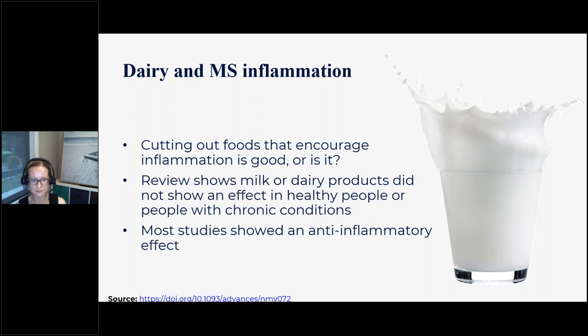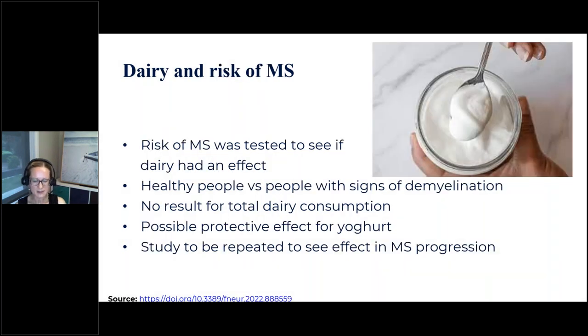We've also had a look at dairy in relation to the risk of MS, and we've checked to see whether there's an effect there in a similar type of way. So is consuming dairy going to make a difference for people who are healthy compared to those who've got early signs of demyelination, so early stages toward having MS? And again, we found no result for dairy consumption.